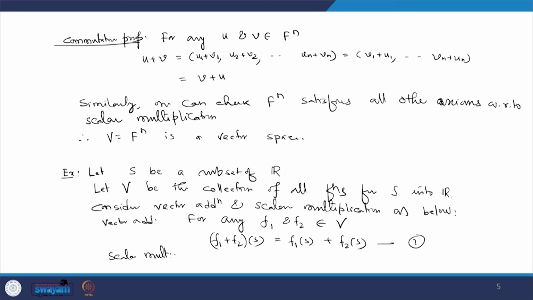And scalar multiplication I can define like this: for any scalar c belonging to your field, say R here, c times f of s is equal to c into f of s. Actually this is not star, it is the normal product, because f of s also belongs to R and c also belongs to R. So it is normal multiplication. So, this is my scalar multiplication.